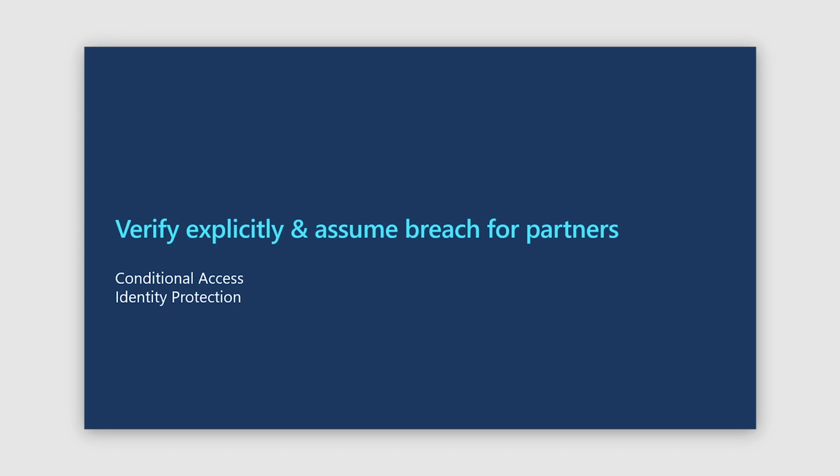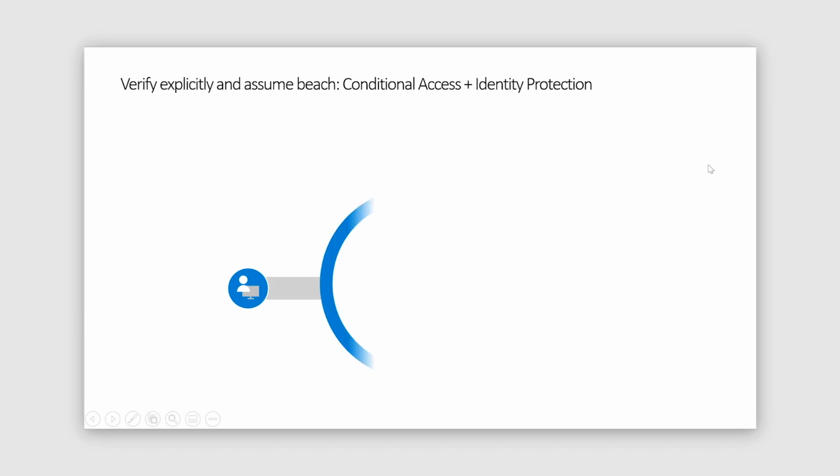So far, we talked about how you can apply least privileged access to your employees and business partners. Next, we're going to talk about how you can apply additional security controls for your business partners by verifying their access explicitly as well as assuming breach. This is where conditional access and identity protection come into play.